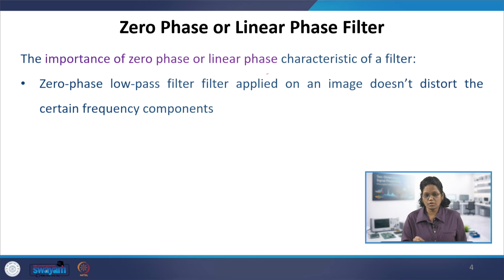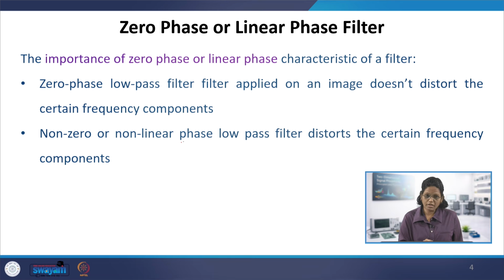Now, considering the importance of the zero phase or linear phase filter: FIR filters are linear phase or zero phase. The characteristic of this filter is that if you apply this FIR filter to an image or a 2D signal, it doesn't distort the frequency components. It passes the amplitude as such, and there is no distortion due to the phase characteristics. Whereas if it is a non-zero or non-linear phase filter, it definitely distorts the frequency components when applied to the image. So this point needs to be noted: if the frequency components are to be retained and distortion avoided, then the filter characteristic should be linear phase or zero phase.